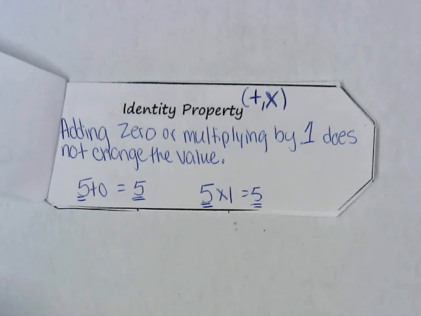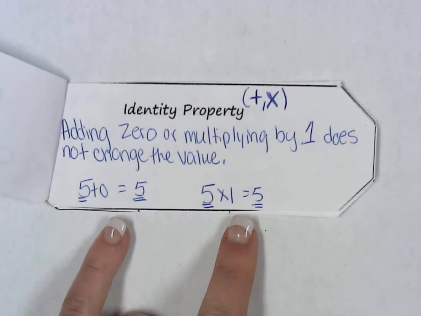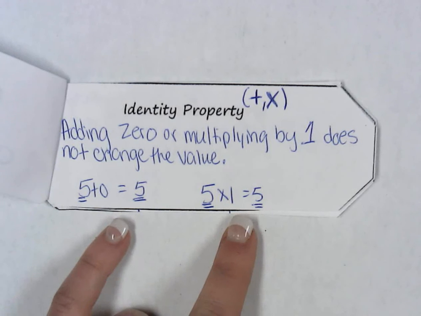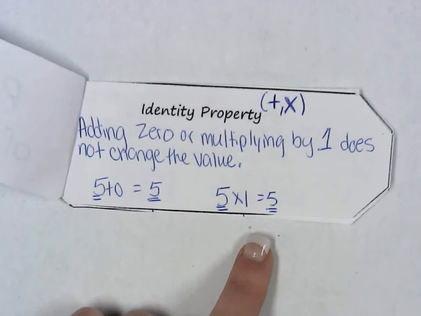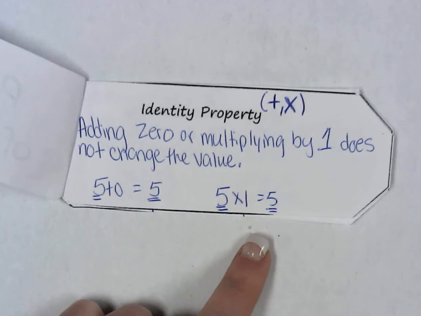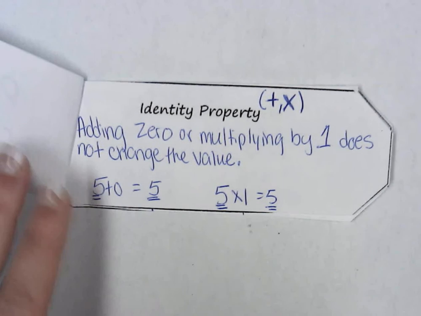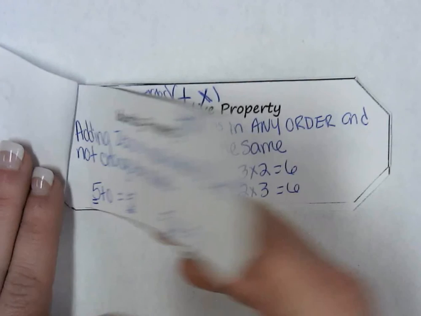Make sure you write these two examples down. If you need to pause the video for a minute so you can continue writing, you can pause, or we can keep going. So the next property we're going to look at is commutative.